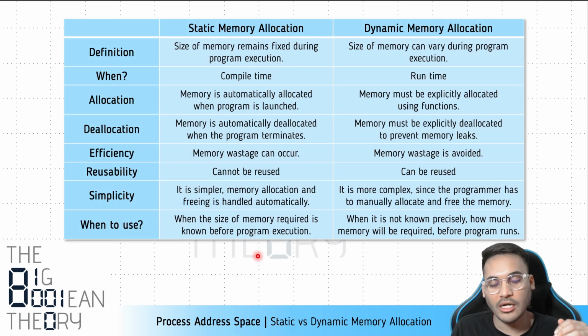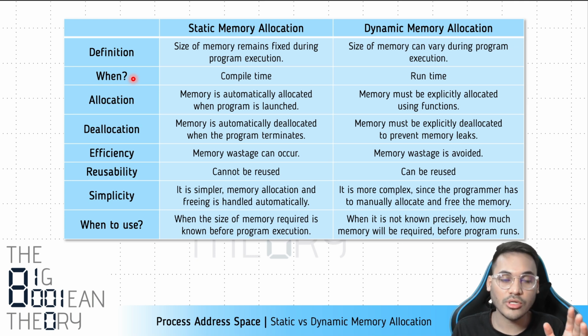So now that we have understood what static and dynamic memory allocations are, we will talk about some differences between them, right? The first difference we have already talked about, which is the definition. The size for static memory allocations remains fixed, whereas for dynamic memory allocations, the size can vary. They can grow or shrink during the program execution. So now let's talk about some other points, right? The first thing I want to talk about is, when do static and dynamic memory allocation happen? Static memory allocations happen during compilation.